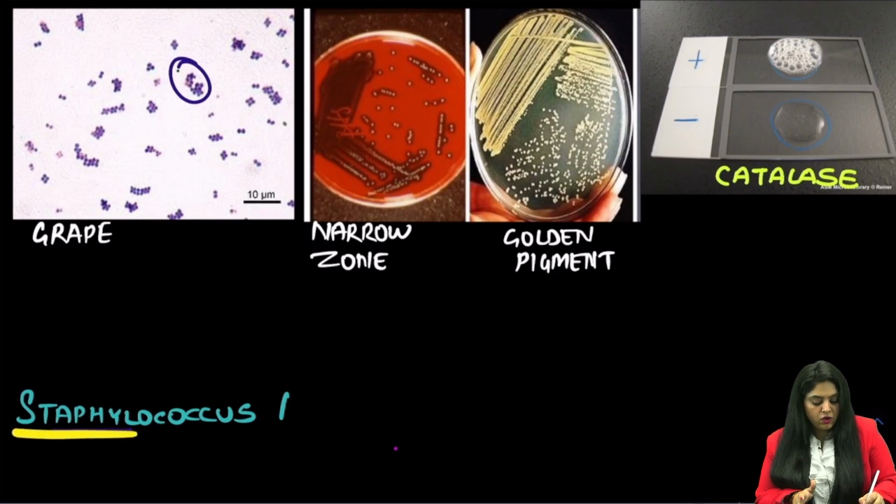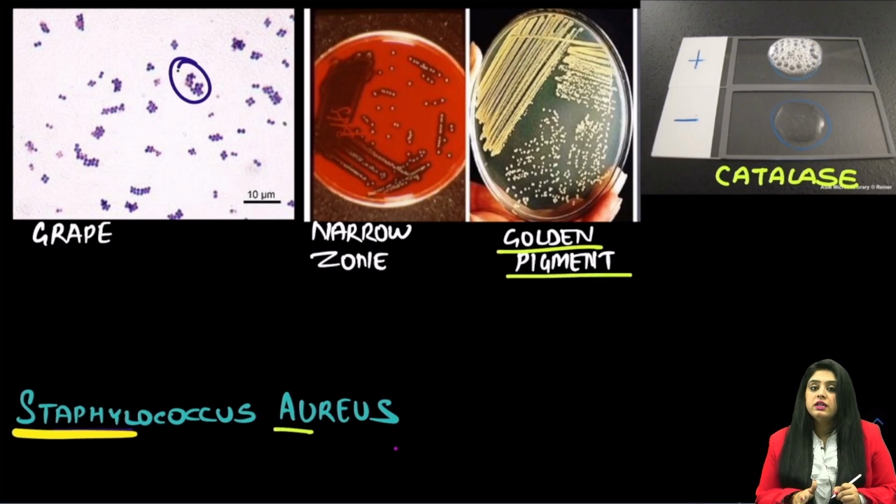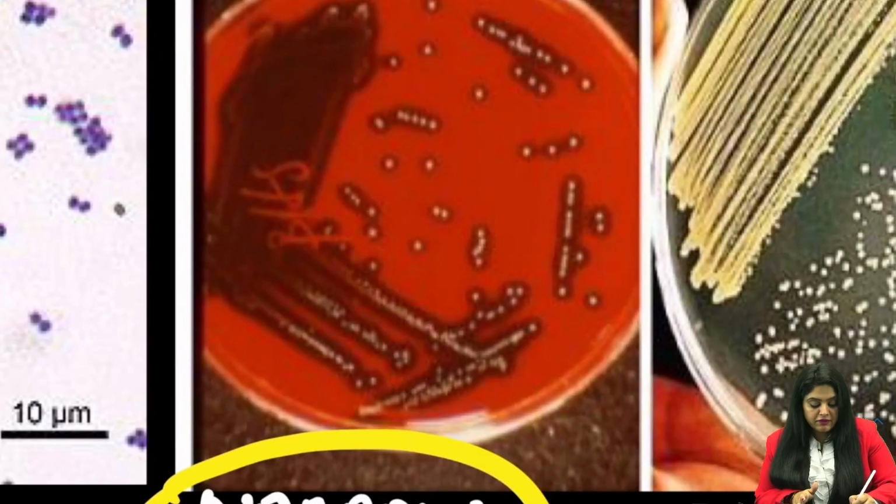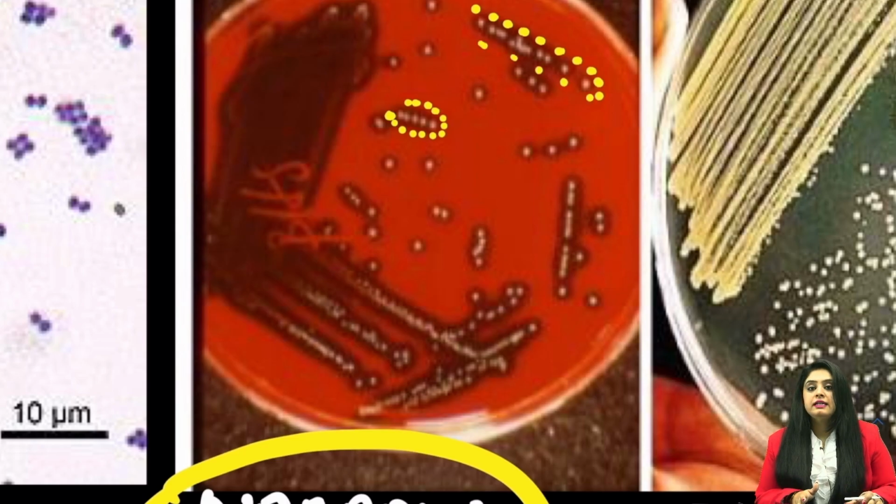Other than that, I call it Staphylococcus aureus because the word AU means golden. It produces a golden color pigment. So staphyle is grape, AU is golden. What is the hemolysis that you see? You see a narrow zone of hemolysis. If you look at this picture, there's a very, very tiny clearing around it. There's a very narrow zone of hemolysis that is noted.